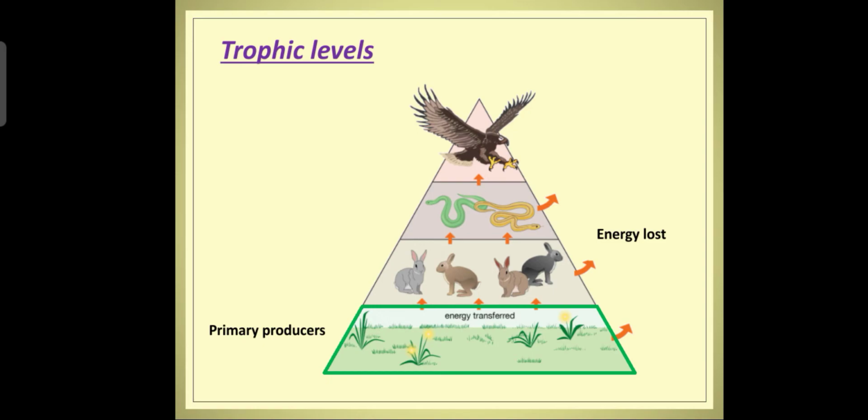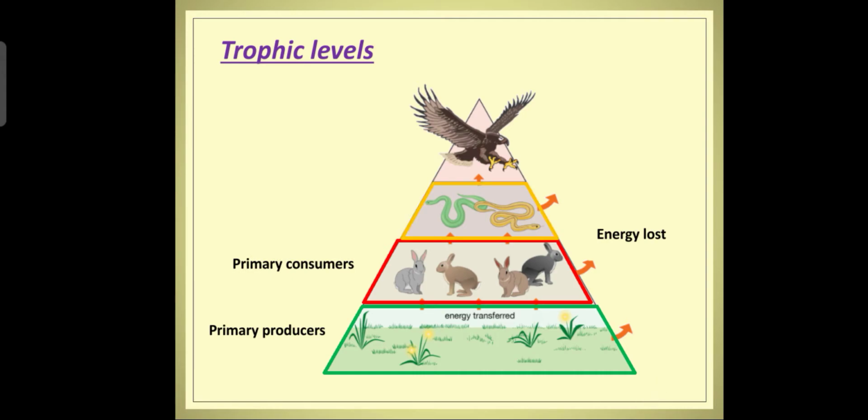The rest of the trophic levels are made up of consumers. They are also known as heterotrophs. They cannot produce their own food, so they must consume other organisms in order to acquire nutrition. The second trophic level consists of herbivores. These organisms gain energy by eating primary producers, so they are called primary consumers.